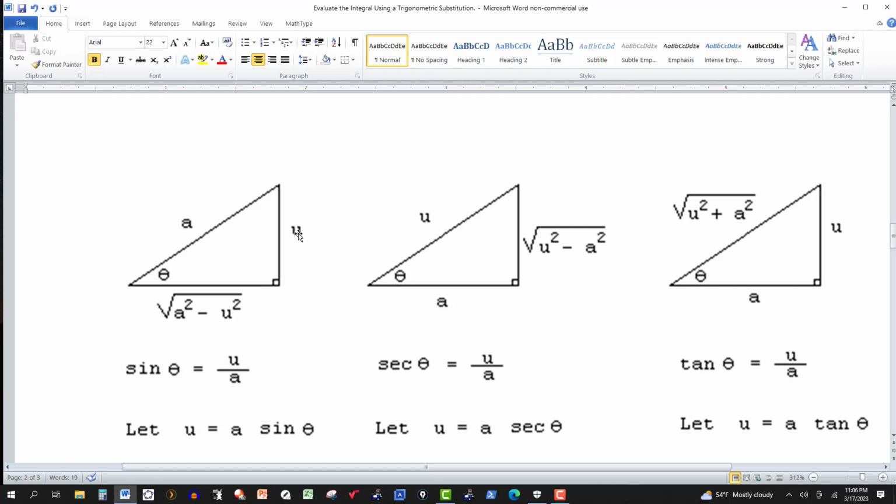This expression here, u, would be this side here, and then secant of theta would be u over the adjacent, or the hypotenuse over the adjacent side. And for the third case, tangent of theta would be the opposite over the adjacent, so this would be u over a. In our case here, it fits this format, u squared plus a squared. So that's the setup we're going to use.